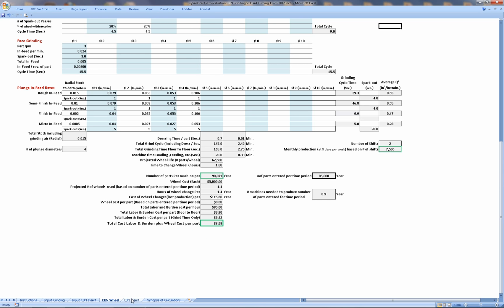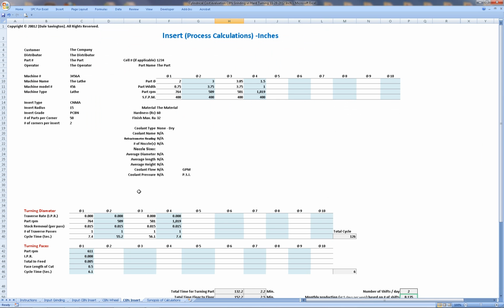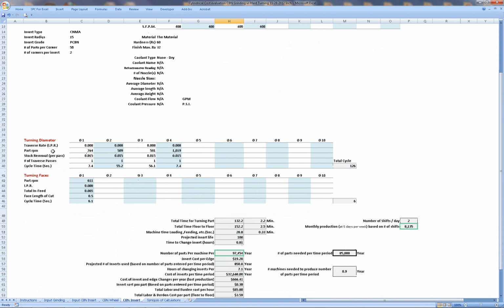We move over to the insert, and by the way, this is totally locked out, as are all 3 of the last sheets. Now we move to the insert page. Again, all the data has been brought over. Again, you can see the same numbers, what we're feeding, and what the surface foot is. Then we have the turning diameter. So this is giving us all 4, what the cycle times are per part.